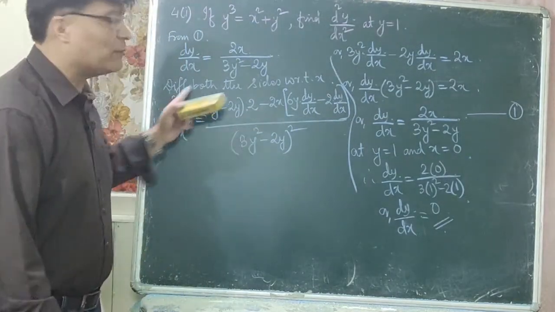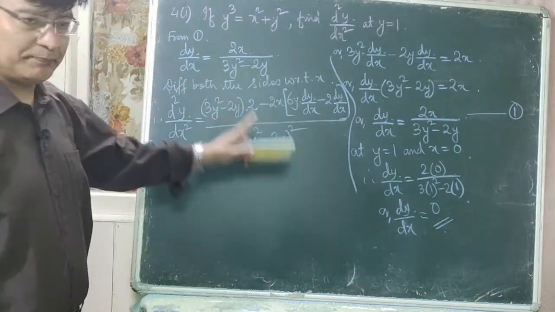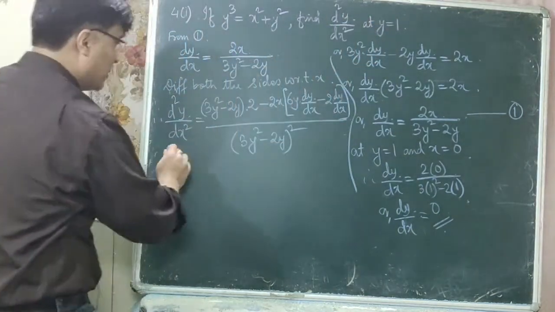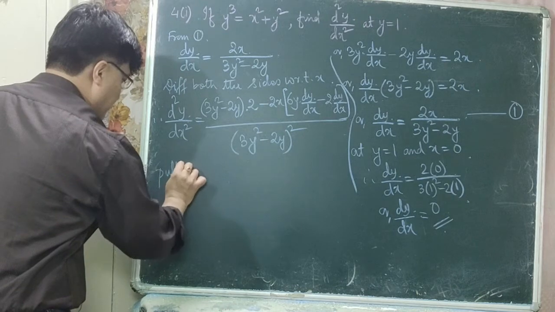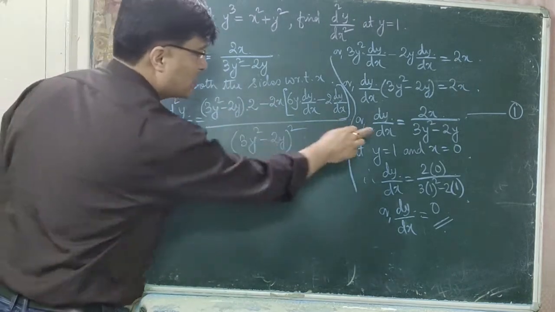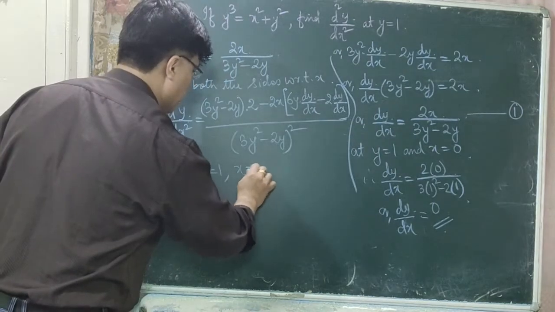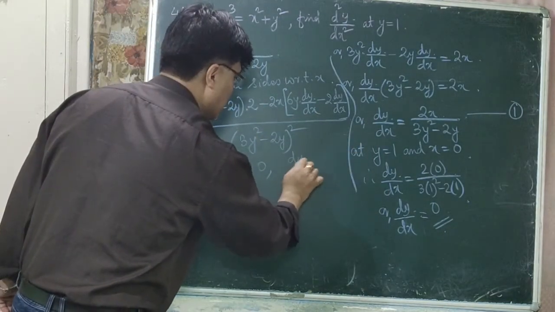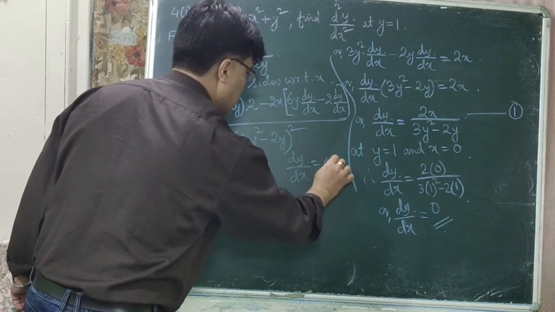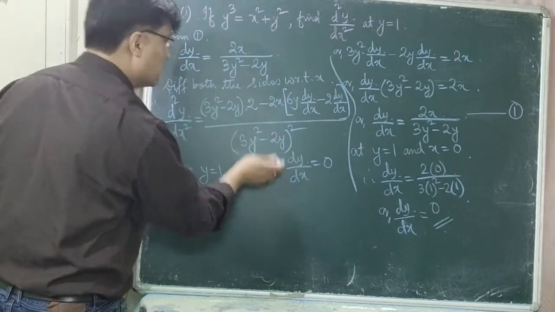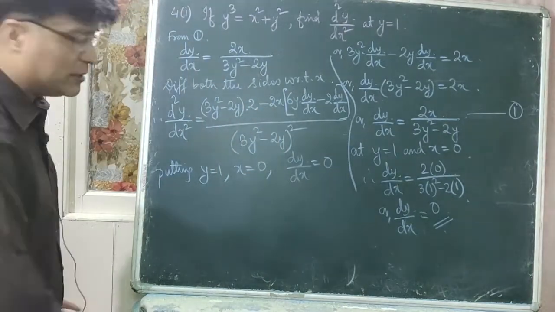Now there is no need of simplifying it. Do not simplify; put the values at once. Which values can you put? y is equal to 1. What was the value for x? x is equal to 0. And just now we got the value for dy by dx, which is also 0. So dy by dx is equal to 0. Now no need of simplifying this expression. Just put these values, and you can get the value for d2y by dx square.